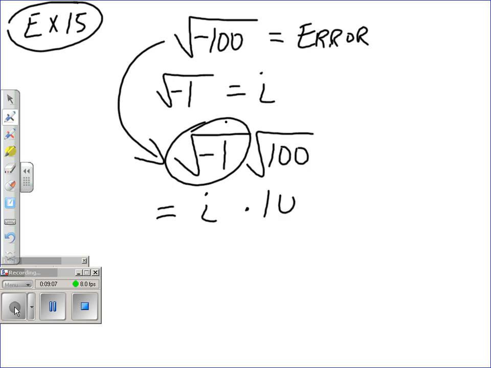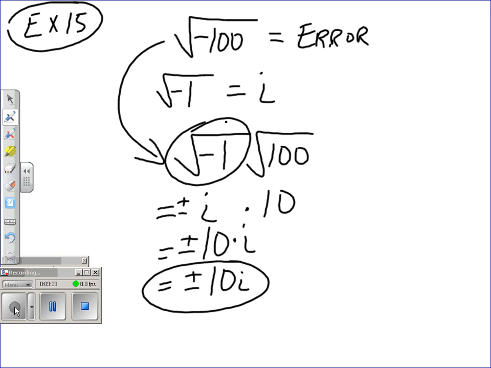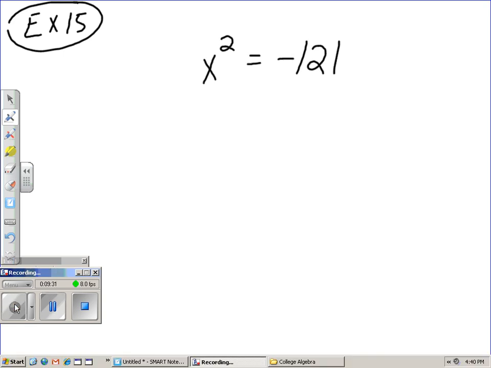And don't forget, anytime we take the square root of anything, we have a plus or minus sign in front of our answer. So my final answer would be plus or minus i times 10, but a better way to write it is the real number first, and then times the imaginary number. Or an even shorter way is plus or minus 10i. That's what we're getting ready to deal with. So if you see a negative and you're getting ready to take a square root, you know that we're going to deal with i's and imaginary numbers.